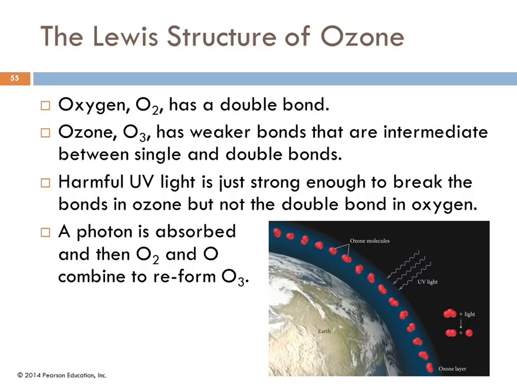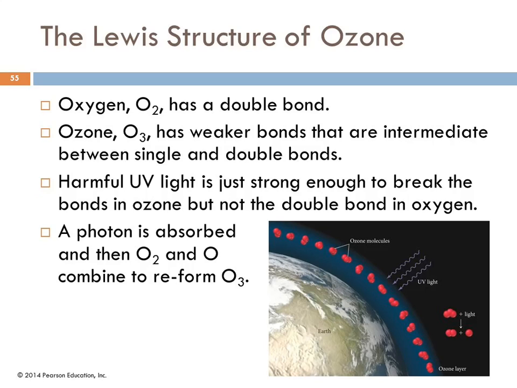Oxygen has a double bond. Ozone has weaker bonds. We did that. It's got a single and a double, and so it's intermediate. So its bonds are weaker because they're between a single and a double bond. And so what happens is the UV light is just strong enough to break the bond in the ozone. It's not strong enough to break the double bond in the oxygen.